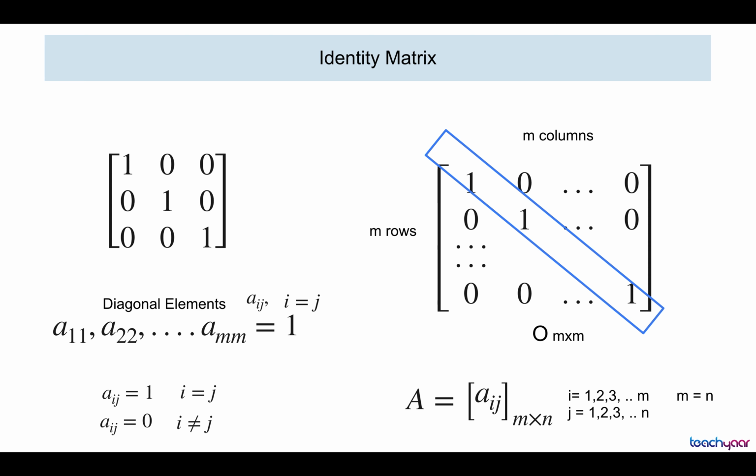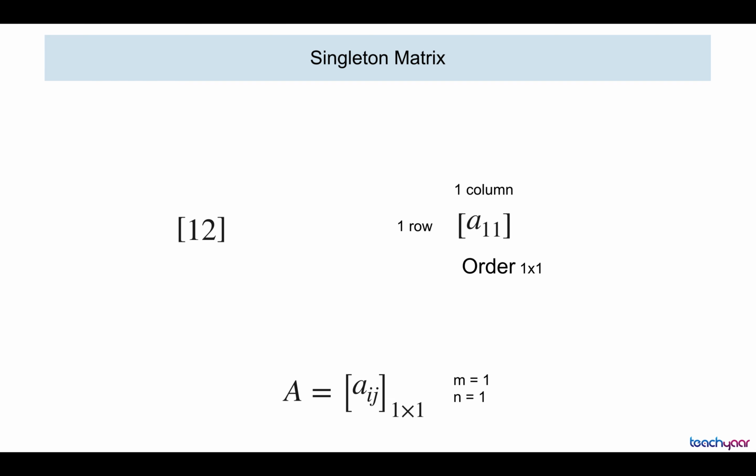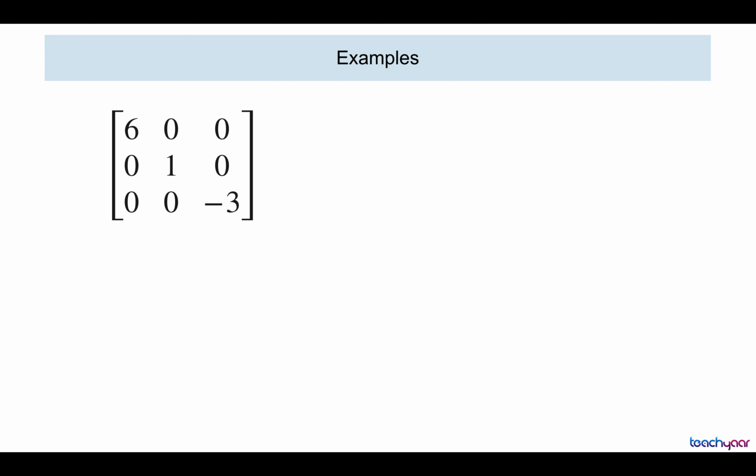Okay, so now what happens if you just have one row and one column, right? It's a simple number but actually written as a matrix. That's called a singleton matrix. As the name suggests, singleton, so it's just one. So it's got one row, one column, the order is 1 by 1, m, n are both 1, i, j are also 1, right? Simple. Okay, so let's now clarify your concepts a little with some examples.